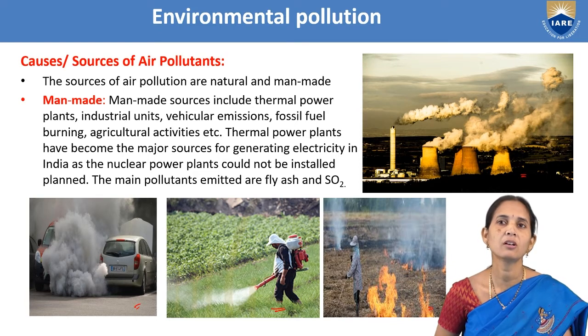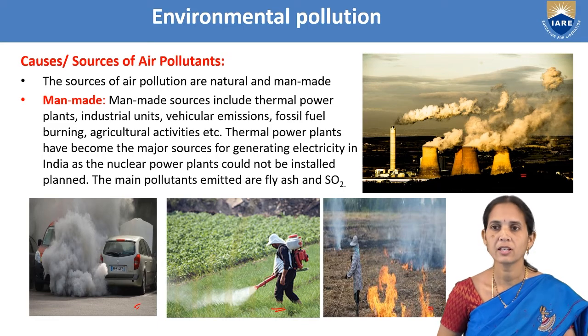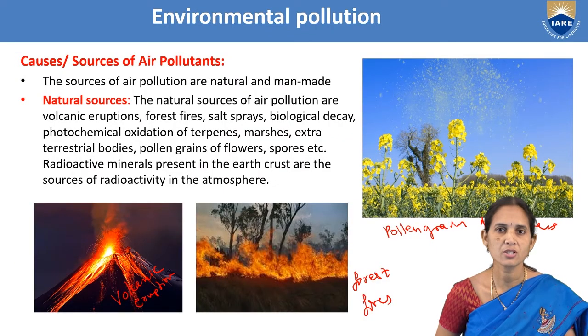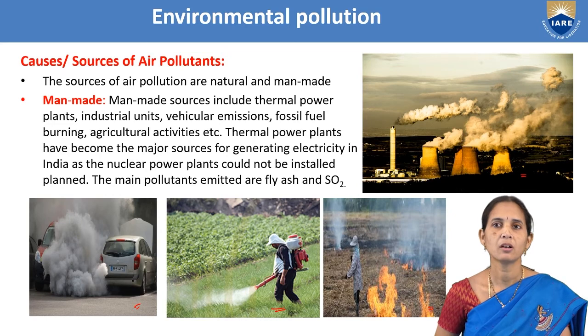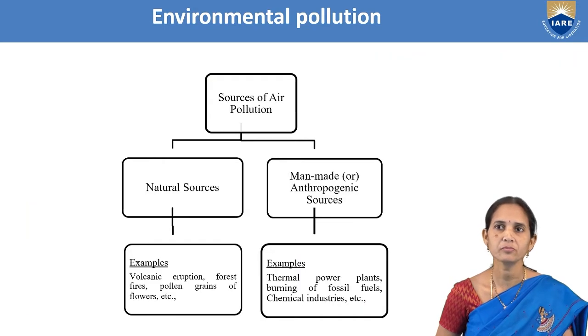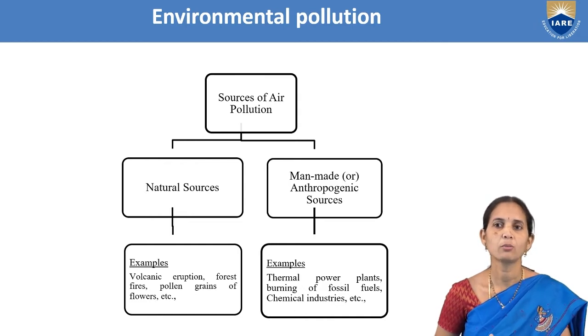Natural sources include volcanic eruptions, forest fires, pollen grains of flowers, salt sprays, and biological decay. Man-made sources are vehicular emissions, agricultural activities, and emissions coming out from the industries. So we discussed natural sources and man-made sources, and the examples that are the sources of air pollution.